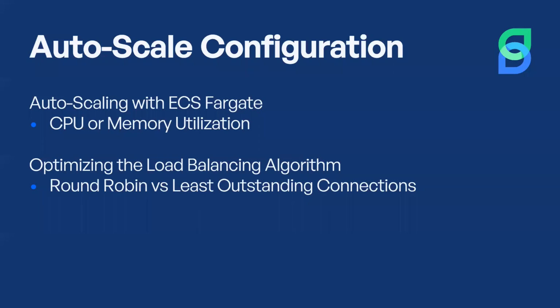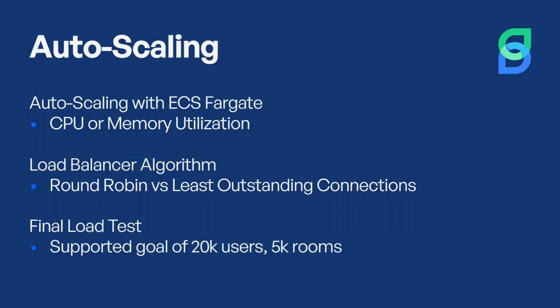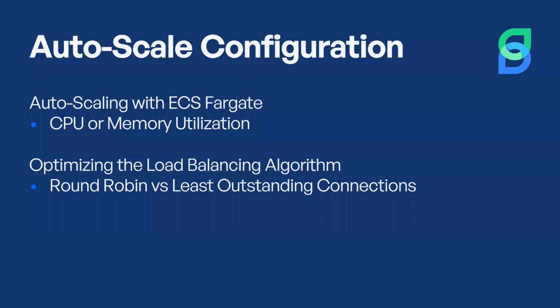With this algorithm, the load balancer is impartial, so two servers with different CPU utilizations, say 5% and 80%, are just as likely to serve a new client. We changed the routing algorithm to least outstanding connections. The new algorithm routes new clients to the WebSocket server that has the least number of users connected.